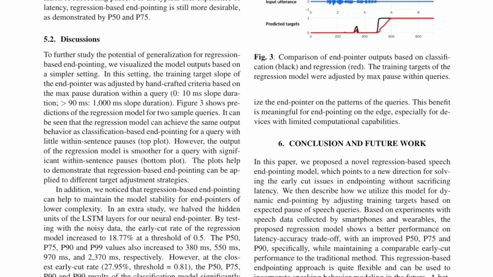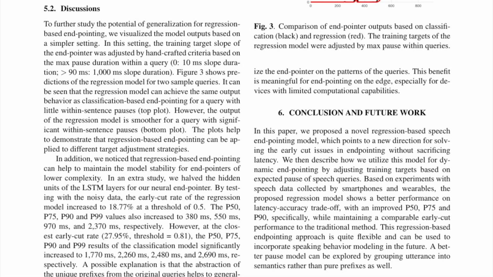5.2. Discussions. To further study the potential of generalization for regression-based endpointing, we visualized the model outputs based on a simpler setting. In this setting, the training target slope of the endpointer was adjusted by handcrafted criteria based on the max pause duration within a query: 0 to 10 milliseconds slope duration, greater than 90 milliseconds to 100 milliseconds slope duration. Figure 3 shows the predictions of the regression model for 2 sample queries.